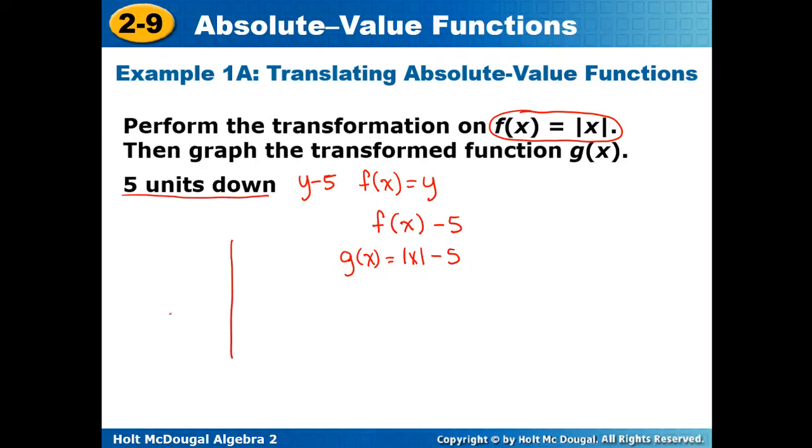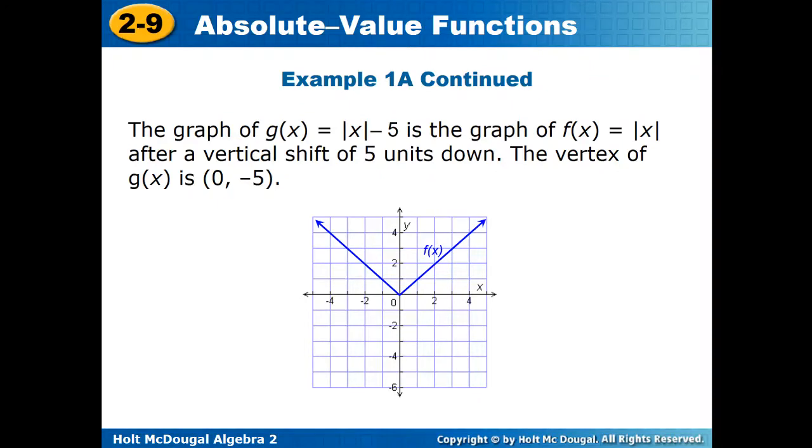So if our original parent function starts at (0, 0), and we go 5 units down, 1, 2, 3, 4, 5, our new graph is going to look like that. So we'll just look at that. Here's our parent function, and then our new function is 5 units down.